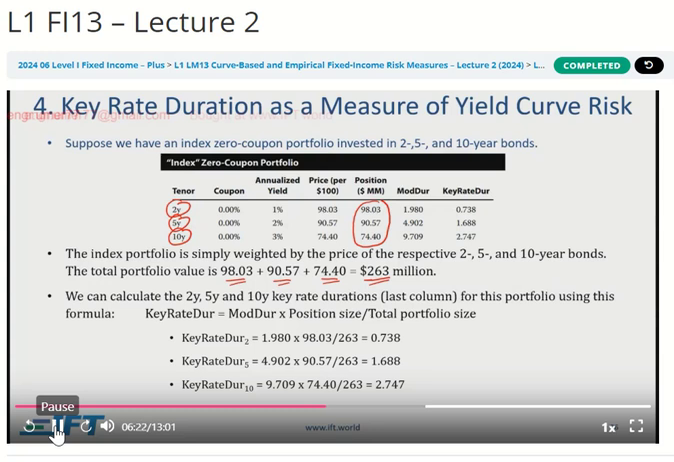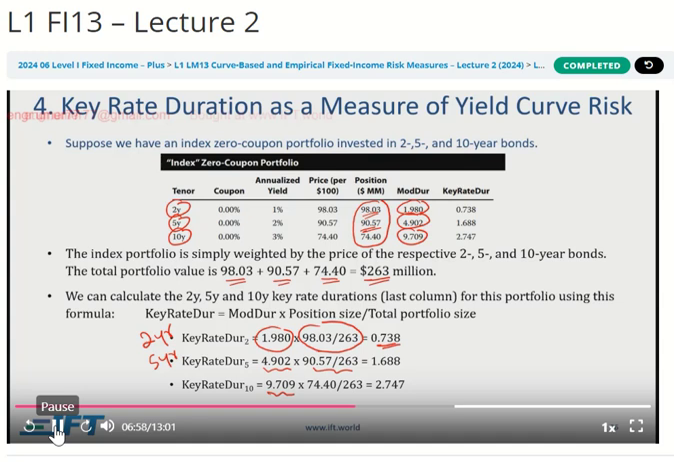And for each of those durations, the mod D is given. So let's say for the first one, it is 98 out of 263 multiplied with the mod D. So you get the key rate duration for that 2-year. And then for 5-year, you take the weight of the 5-year, which is 90.57 divided by 263 multiplied with the mod D of 5-year. And look how the mod D is increasing. As you're going into longer maturity, the duration is higher.